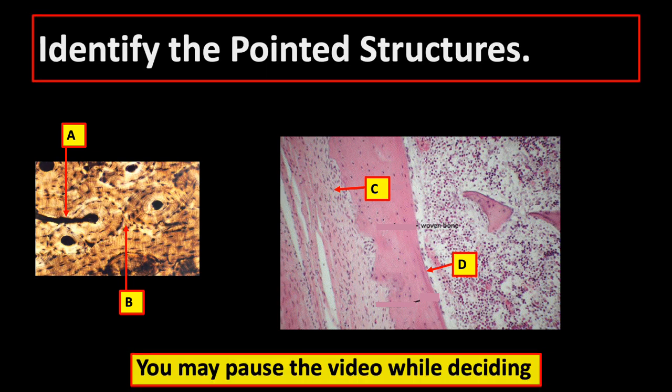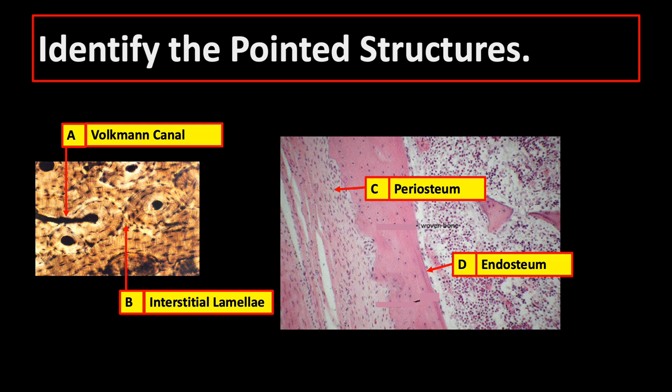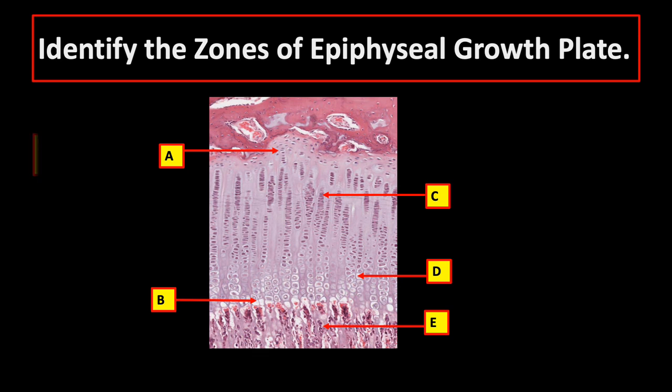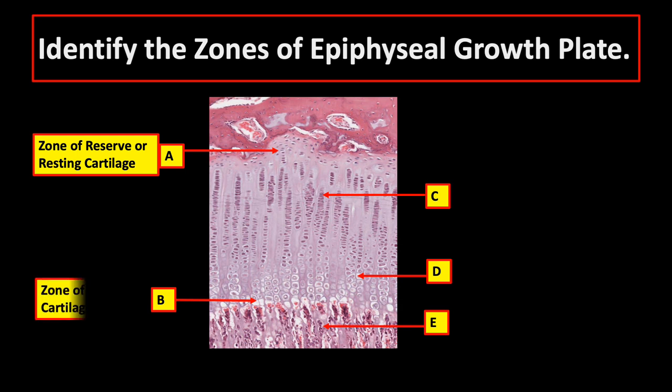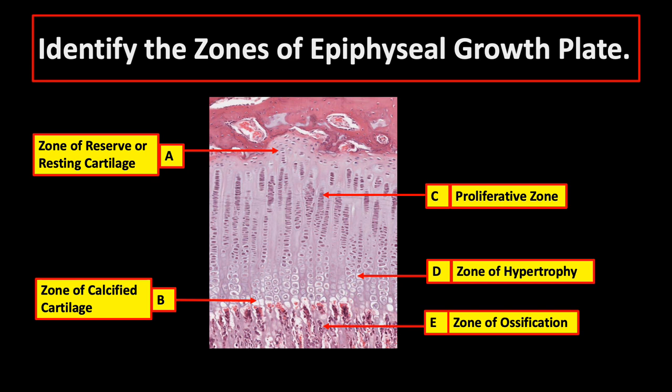How about this? Identify the pointed structures. If your answer is Volkmann canal for A, interstitial lamellae for B, periosteum for C, and endosteum for D, then you got everything right. And how about this? Identify the zones of epiphyseal growth plate. If your answer is zone of reserve or resting cartilage for A, zone of calcified cartilage for B, proliferative zone for C, zone of hypertrophy for D, and zone of ossification for E, then you got everything right. And that's the end of our lecture.